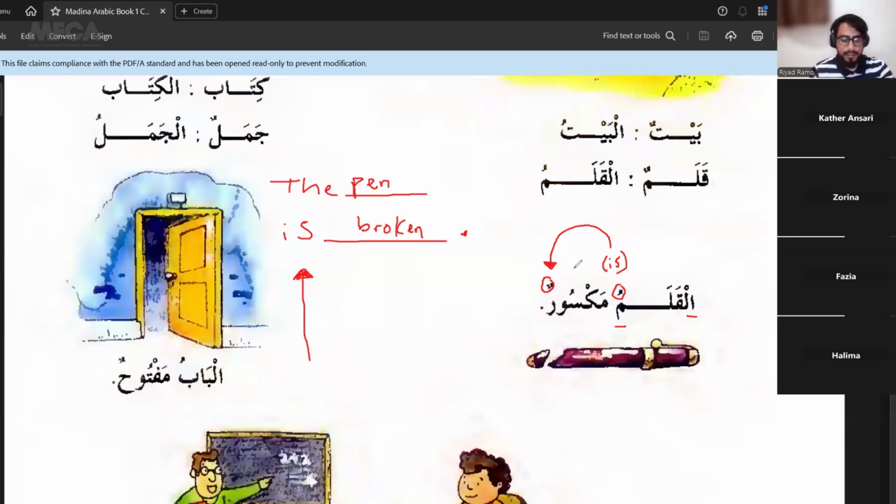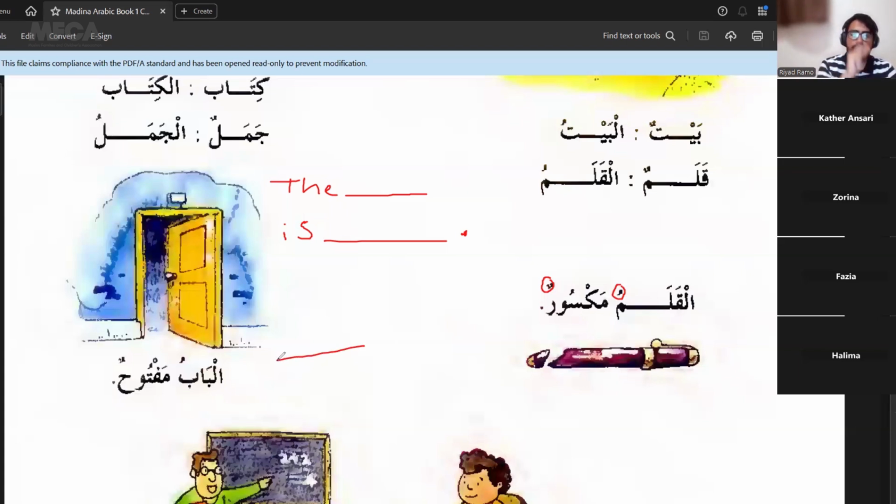Next example. I'll erase everything, but I'll leave our example in English there, so it's easy. Look over here. Al-babu maftuhun. The door is open. Good. First one has al-babu, one dhamma. Just like an invisible "is." And the one that we're describing after is going to have dhammatain. Maftuhun. And remember, there's no alif lam. Okay? Is that clear?